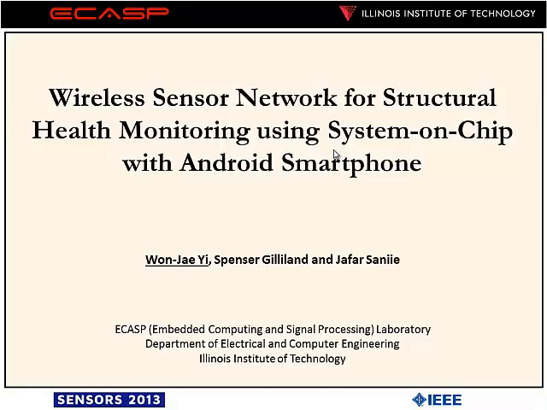I'm from the ECE Department of Illinois Institute of Technology in Chicago, Illinois, and I'll be presenting to you my work on wireless sensor network for structural health monitoring using system on a chip with Android smartphone. It's co-authored with my colleagues, Dr. Gilliland, and my advisor, Dr. Jafar, at the Embedded Computing and Signal Processing Laboratory.